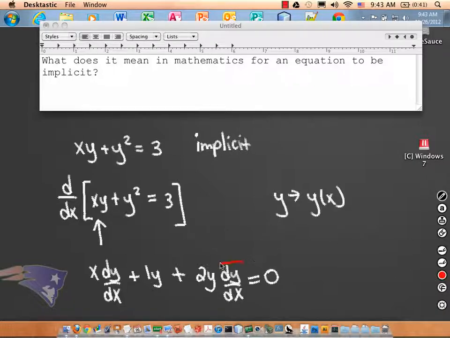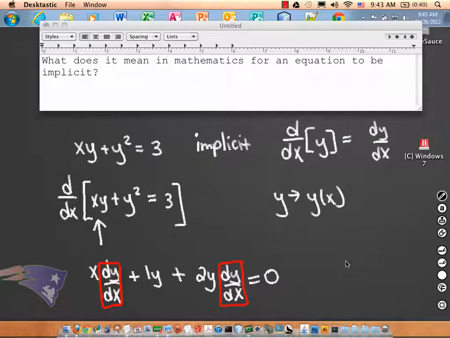Now where is this dy/dx coming from right here? This is just coming from the chain rule. That's all that's doing. Whenever you take the derivative with respect to x of a variable y that is a function of x, you get dy/dx every time. So these are not new, different derivatives. Same rules apply. Now what I have to do here is solve for dy/dx.